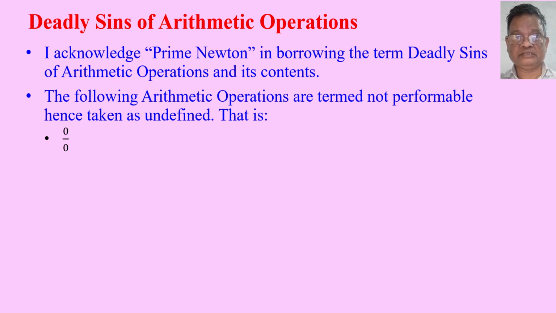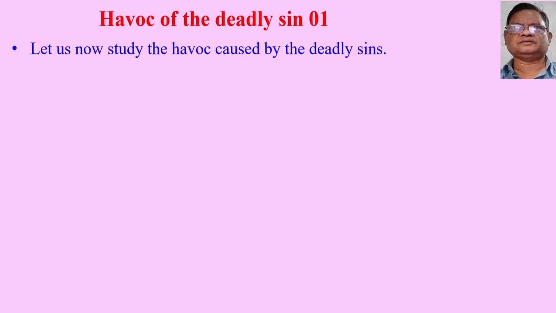That is 0 divided by 0, 0 multiplied by infinity, infinity divided by infinity, infinity minus infinity, infinity to the power 0, 0 to the power 0, and 1 to the power infinity. We will now study the havoc caused by deadly sins.